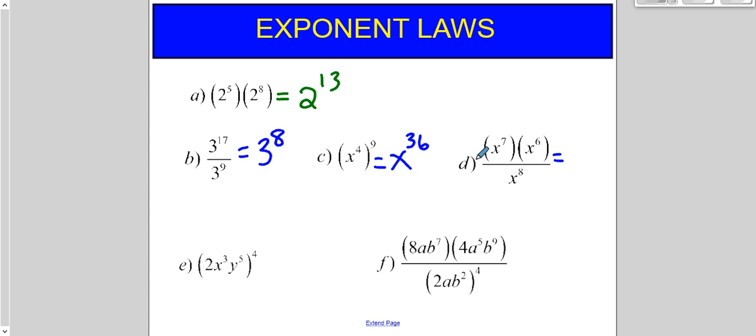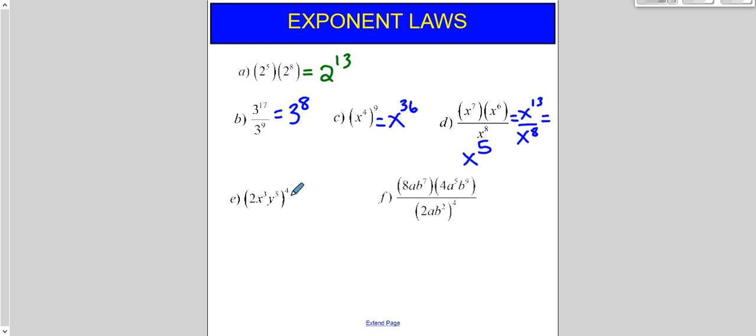Now this I'm going to do actually in 2 steps. I see that we have my bases are the same on the top, and we are multiplying. So I'm going to add these together. So 7 plus 6, which is 13. And then I'm going to divide by x to the 8th. And now I know with division, we can subtract our exponents. So 13 minus 8, which is 5. So x to the 5th would be the answer there.